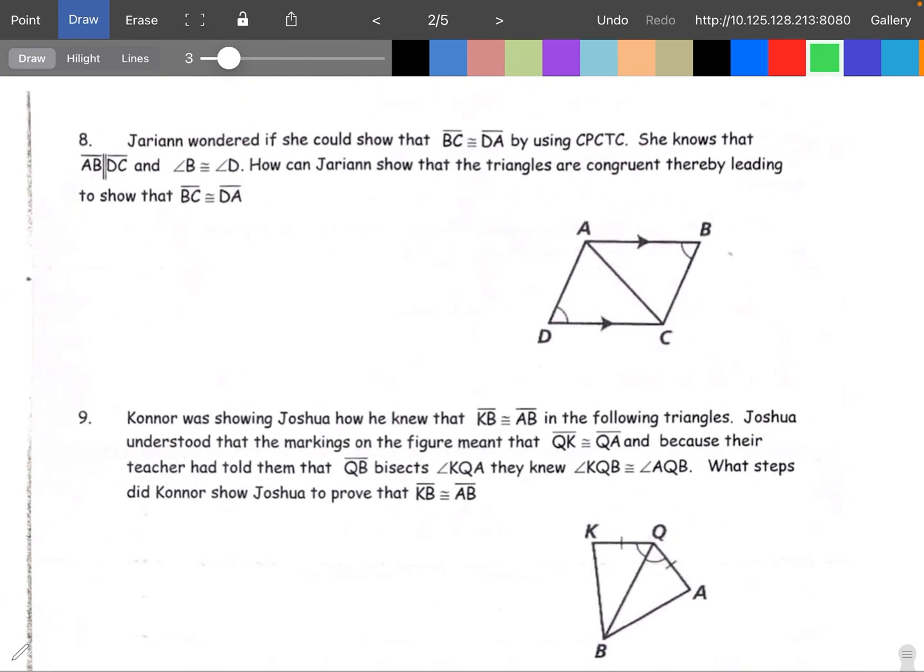Jerry Ann wondered if she could show that side BC and DA are congruent to each other by using CPCTC. She knows that AB is parallel to side DC and that angle B is congruent to angle D. How can she show that the triangles are congruent, thereby leading to show that side BC is congruent to side DA? Well, let's see. She's got one piece of information of angles that are congruent to each other. Okay, we got our angle. And we know that we have parallel lines.